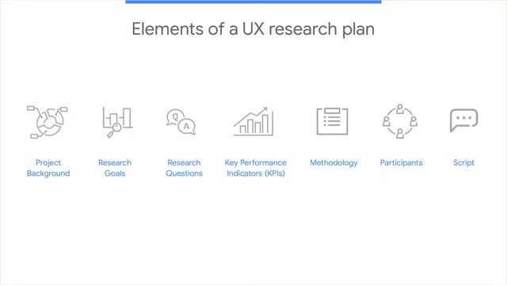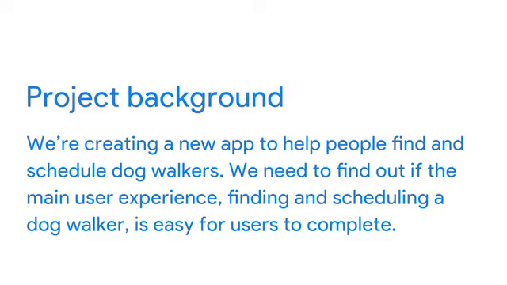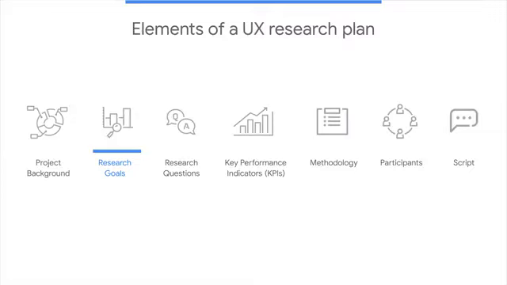Let's break them down. The first element of your plan is the project background. The project background answers the question, what led you to conduct this research? You don't have to provide a long, drawn-out history. Just a few lines is good. You might explain the project background like this. We're creating a new app to help people find and schedule dog walkers. We need to find out if the main user experience, finding and scheduling a dog walker, is easy for users to complete.